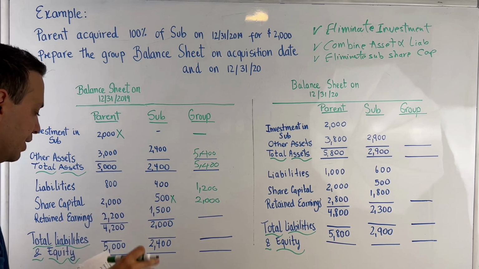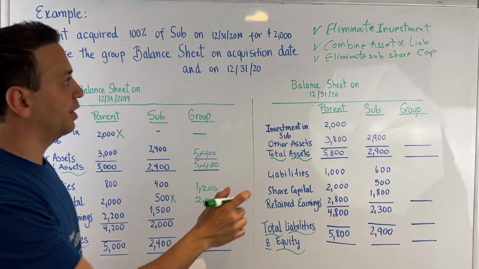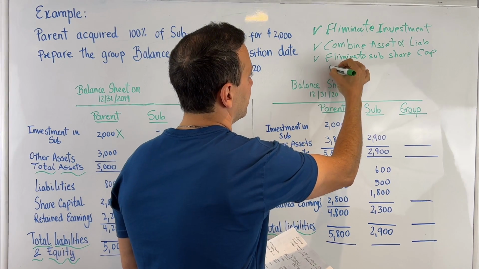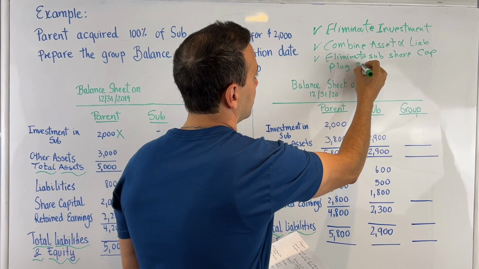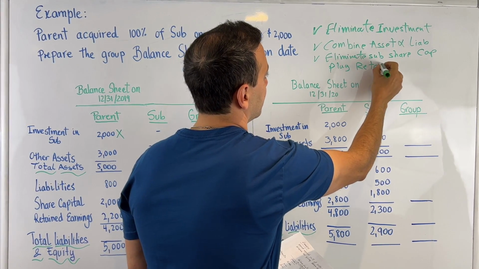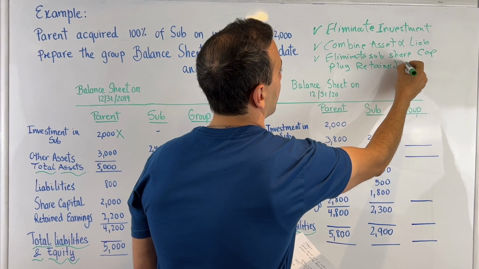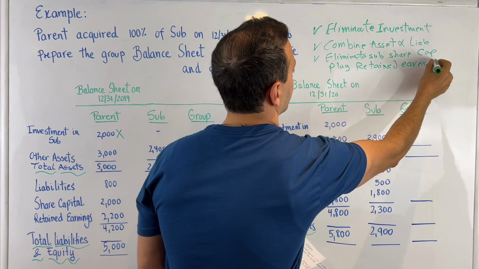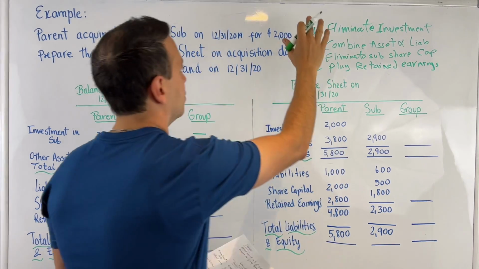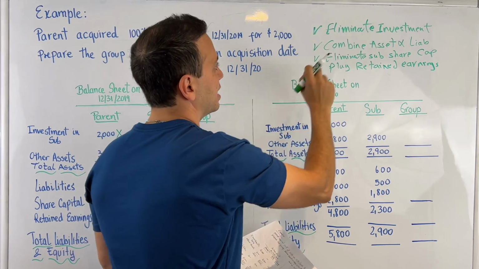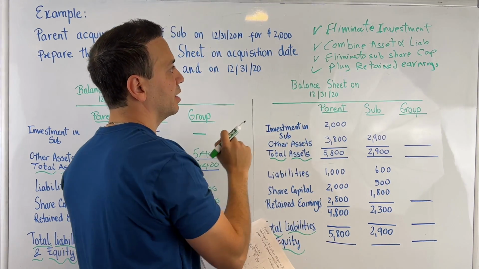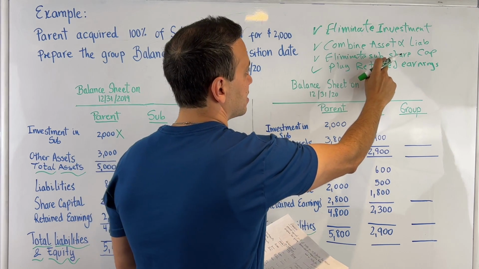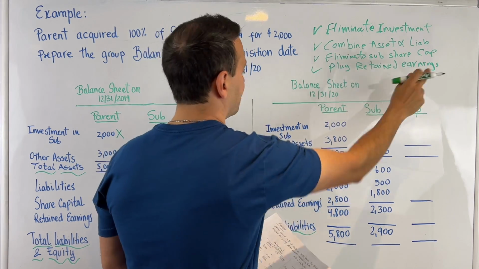Okay, now we've added up share capital, retained earnings. So when we get to retained earnings, we'll talk about this in a second. Retained earnings is going to be a plug. So four steps so far: eliminate investment, combine assets and liabilities, eliminate subsidiary share capital, plug retained earnings.